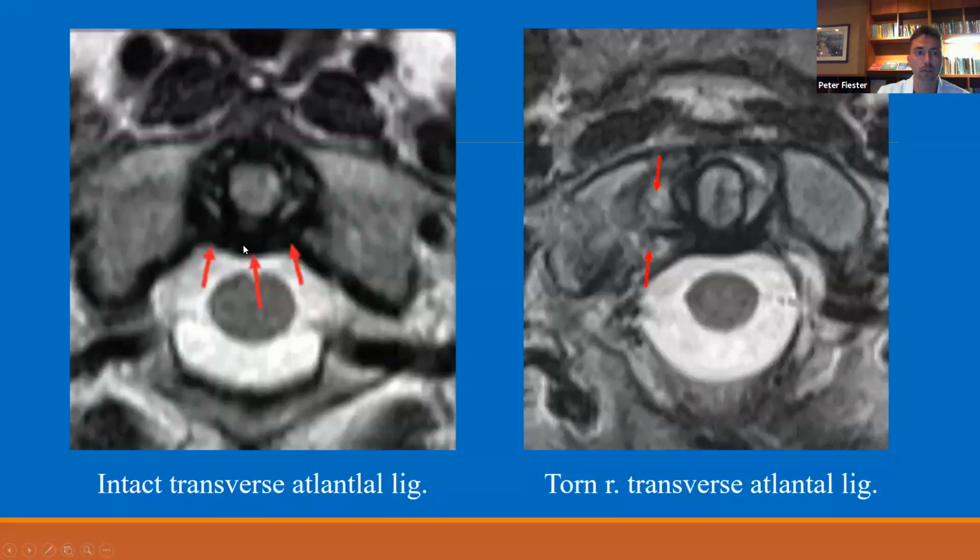So this is, for comparison, a nice normal transverse atlantal ligament. And then this is obviously a torn ligament, and the image quality is not great, but you can see there's a gap in this ligament. There's increased T2 signal in the ligament. So that's a tear of the right transverse atlantal ligament on MRI. And that's what you look for, those two criteria.